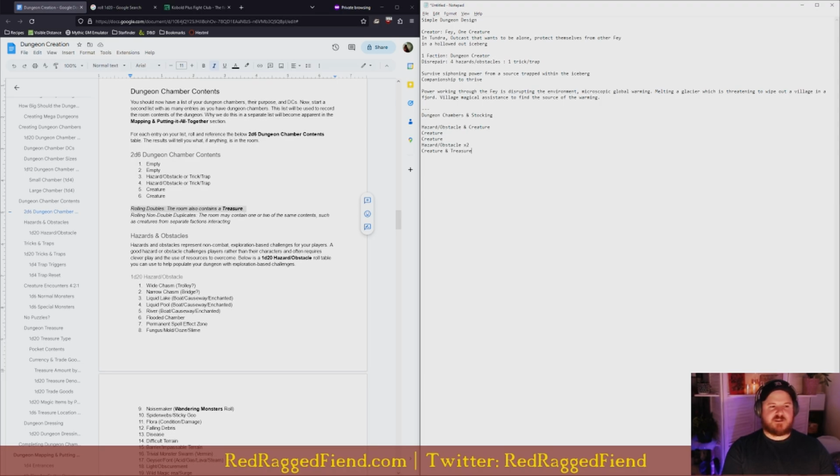And this 2d6 dungeon chamber stocking is very similar to the table, not exactly the same, but very similar to the dungeon chamber stocking that's used in the BX line. So if you're interested in basic D&D and expert, it's not exactly the same, but very similar to how they stock dungeons.